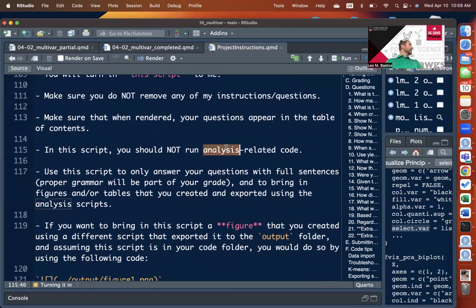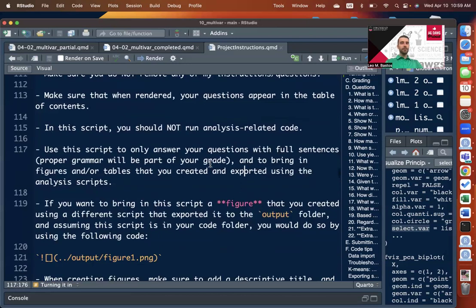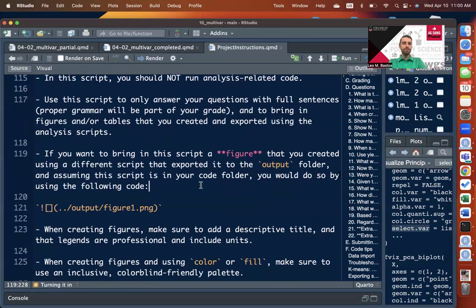And in this script here, I do not anticipate that you're going to run analysis code. This is just where you're going to bring in the results of what you found in the analysis scripts that are different from this one. So this is a project. It is a large project, and I will expect you to write your answers in full sentences, with proper grammar, very professional, right? If you don't do that, you will for sure lose points for lack of professionalism. So make sure that you do that on your side before you submit.